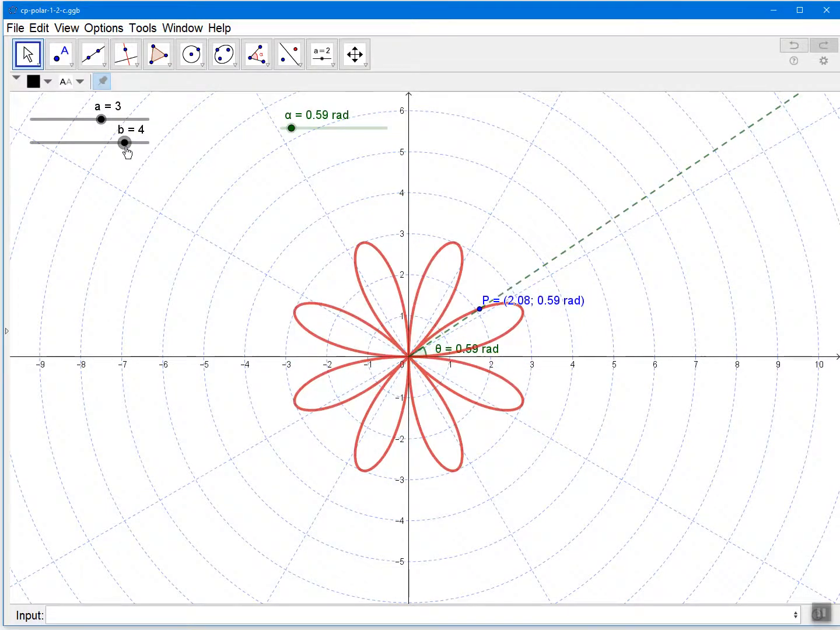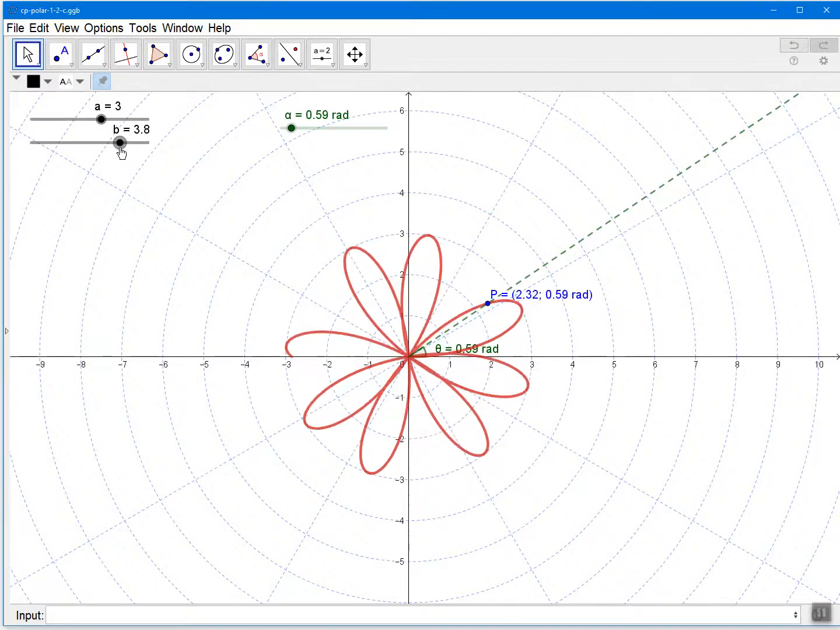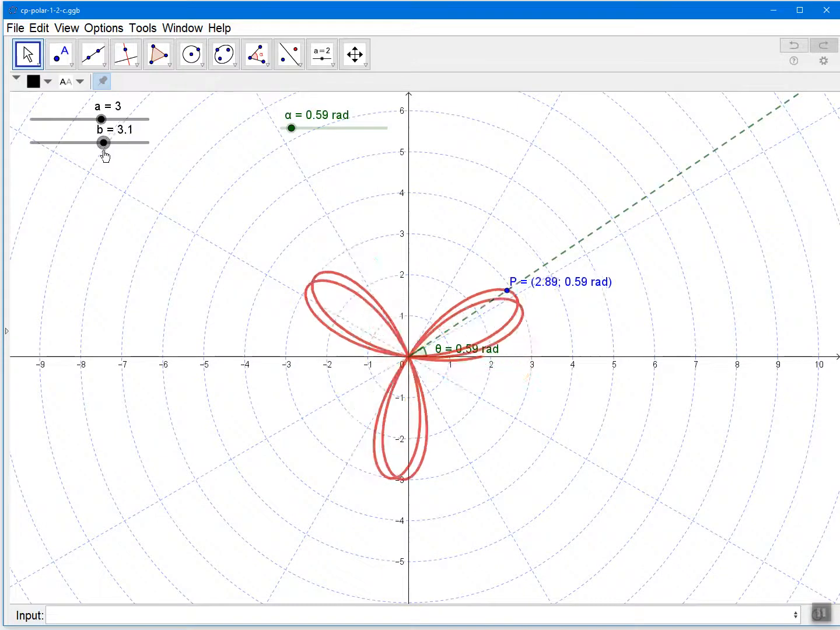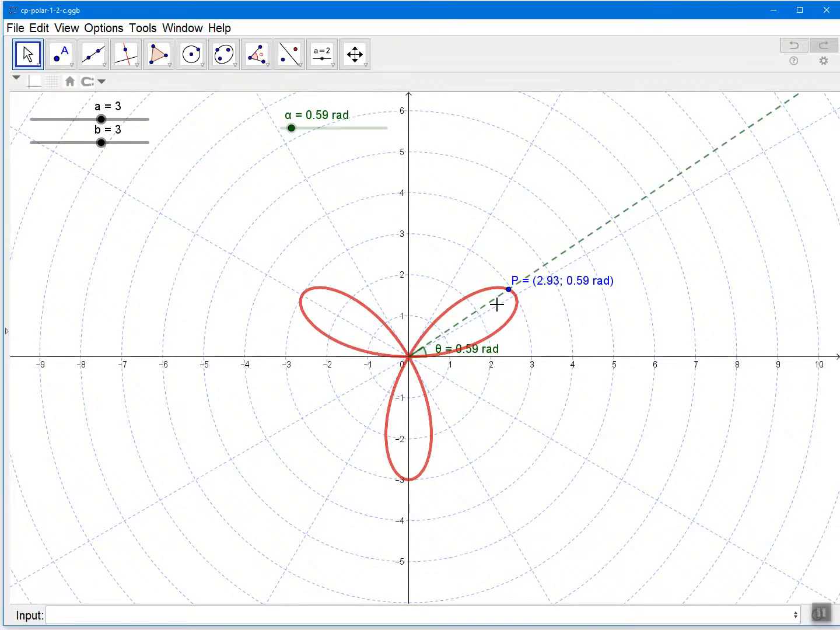Well, I've got 8 lobes there. I had 4 with 2. So why have I only got 3 with 3? And the answer is I've actually got 6, but they're lying on top of each other.